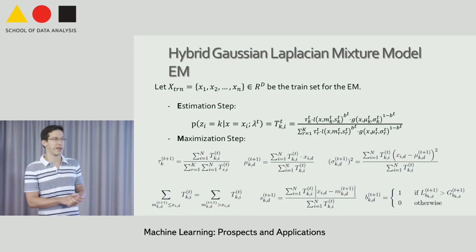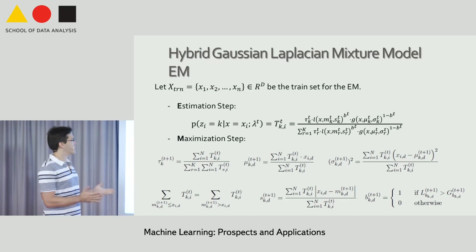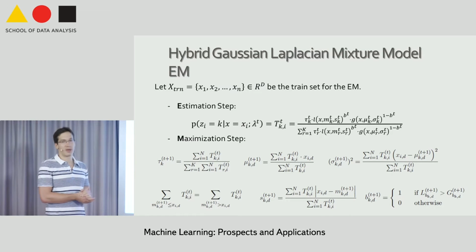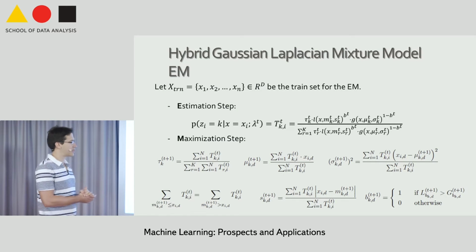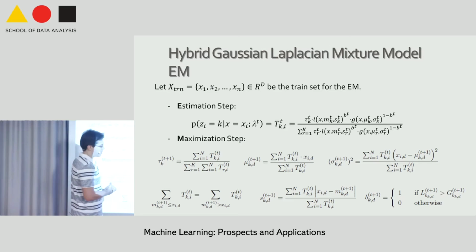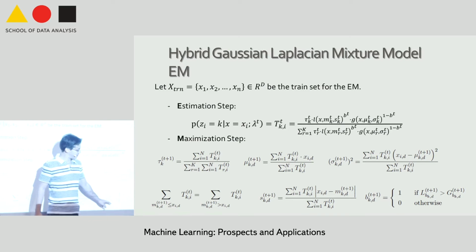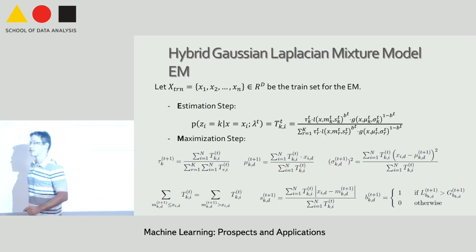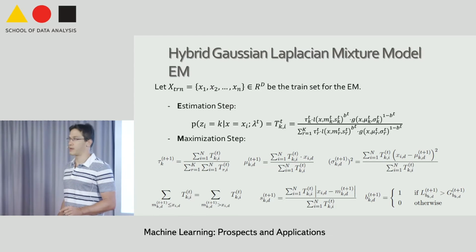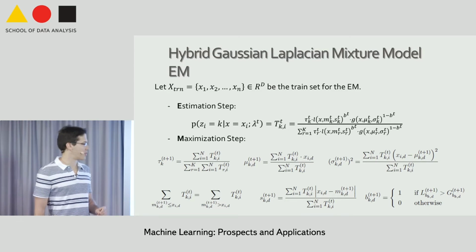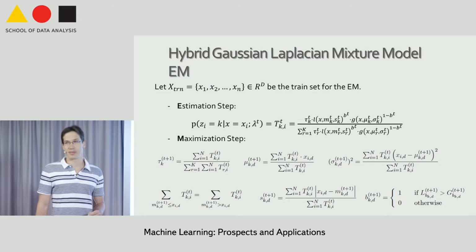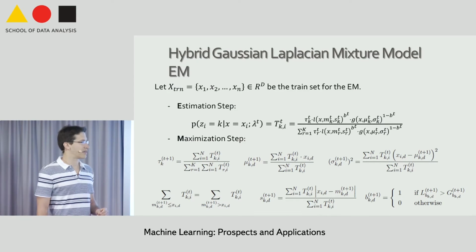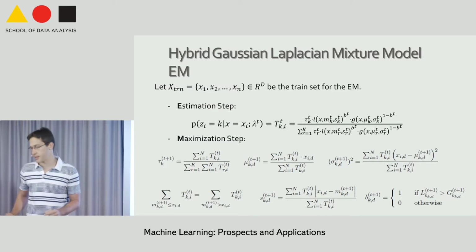In order to estimate this from the data, we have an EM algorithm. The estimation step is fairly straightforward. The maximization step needs to estimate both the parameters of the Gaussian and the Laplacian, and this mixing coefficient b. It turns out that this b is going to be either 0 or 1. The two values that we are going to get are 0 or 1, no values in between, which is actually very convenient. It cuts the number of parameters that we need to estimate by half.